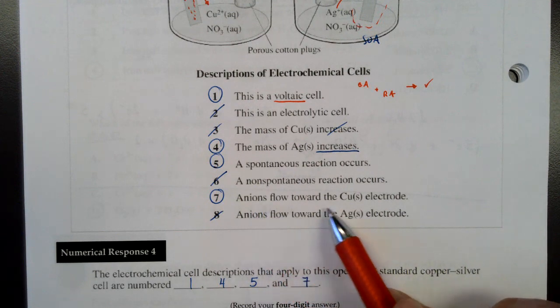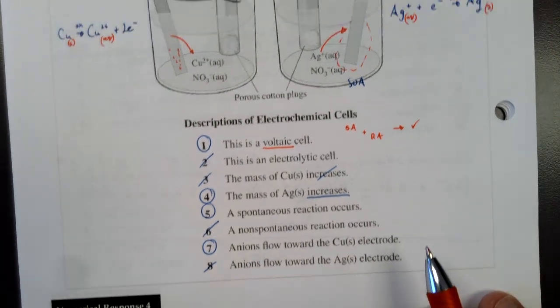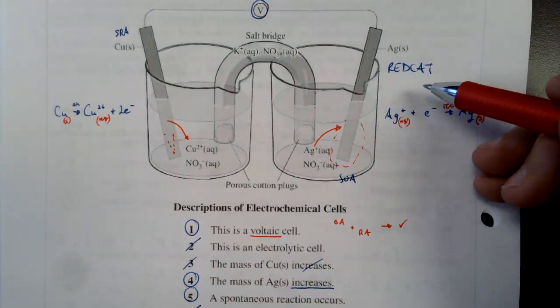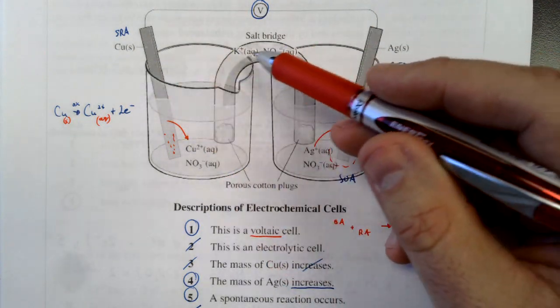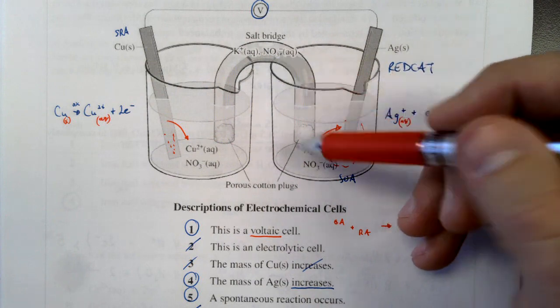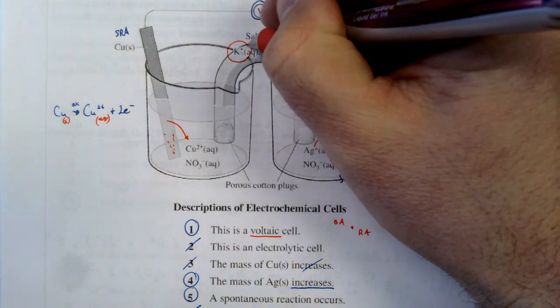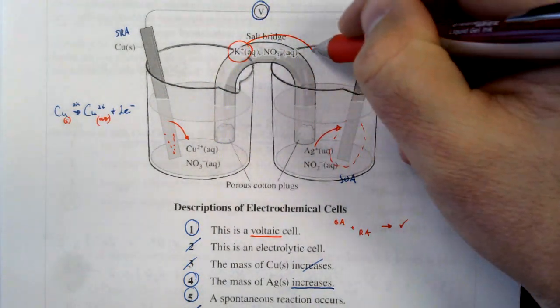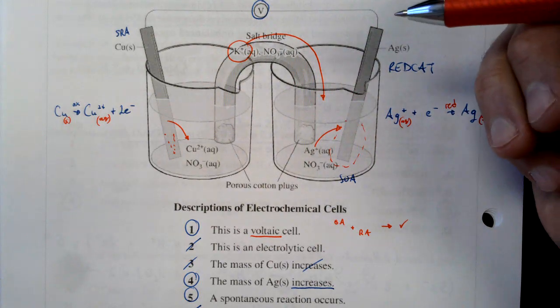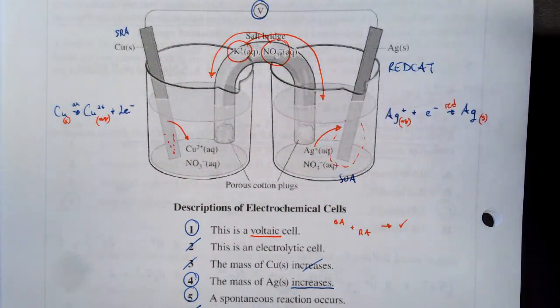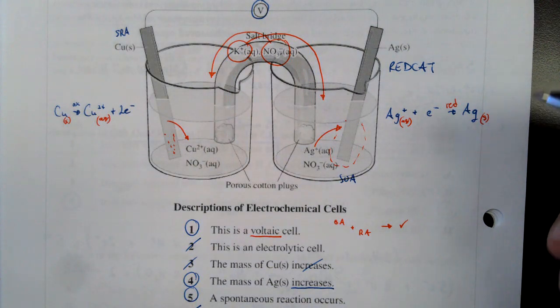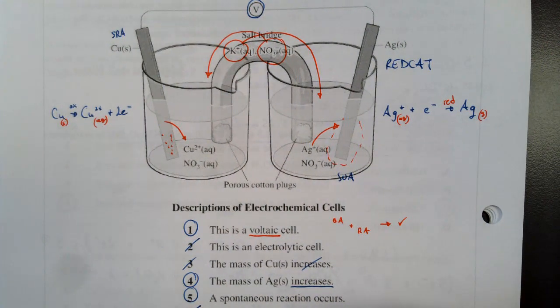And lastly, anions and cations. So I've identified the cathode, meaning the other side will be the anode. Now in terms of these ions, K+ is my cation. That's going to flow toward the cathode. NO3- is my anion. Anions go toward the anode.